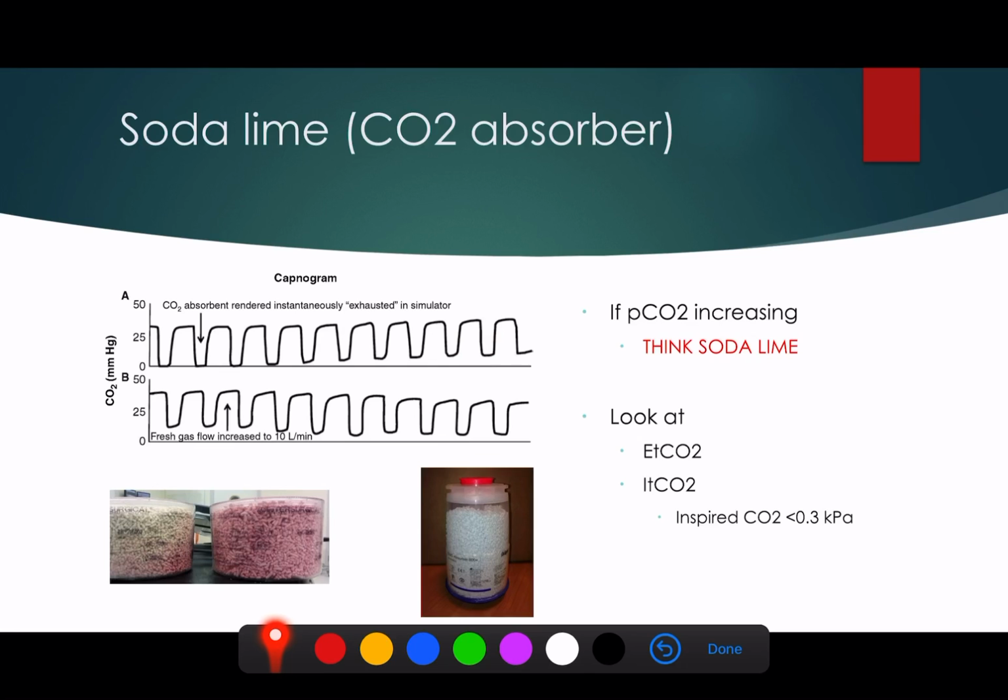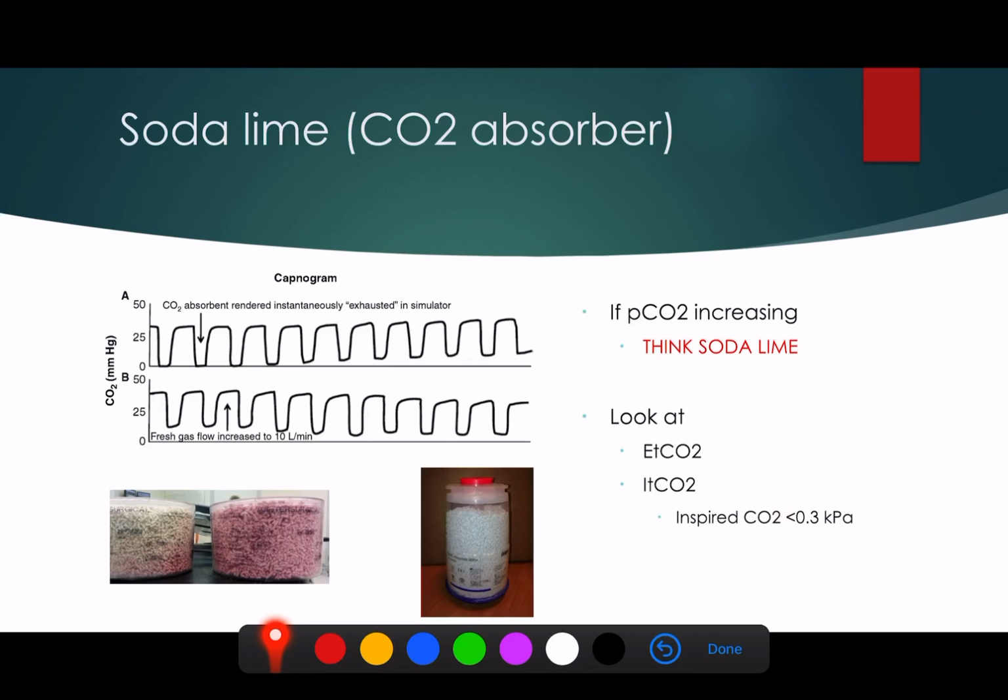And that's because there's CO2 remaining in the circle system. So with the next breath the patient takes, they're breathing in some of the old CO2 from the last breath. And so you'll see that the amount of inspired carbon dioxide comes up, and you can see that on your gas analyzer. And again, really important to always look at your gas analyzer. You'll get an end tidal CO2, which we're all used to, but the thing to look at is your inspired CO2 level. And generally speaking, most people try to keep it below 0.3 kilopascals.